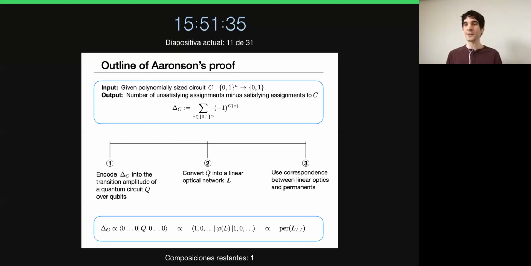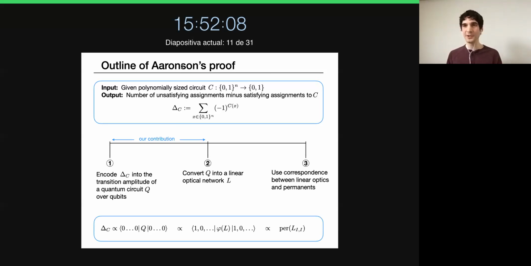And then finally, in the third step, we're just going to use a well-known correspondence between transition amplitudes in linear optical networks and the permanent. So this transition amplitude in the linear optical network is going to be proportional to the permanent of some matrix. And so if you can calculate the permanent of this matrix, you can work your way back through these proportionalities to calculate this quantity delta C, which will have shown that calculating the permanent of a matrix is Sharp-P hard to compute. So that's what we're going for. That's the overall goal.